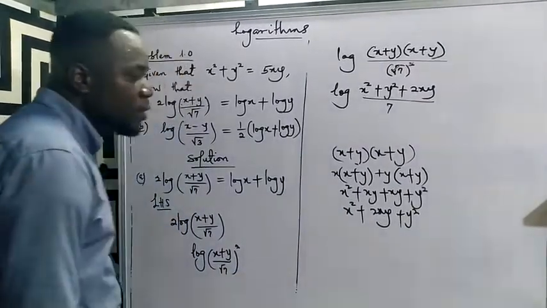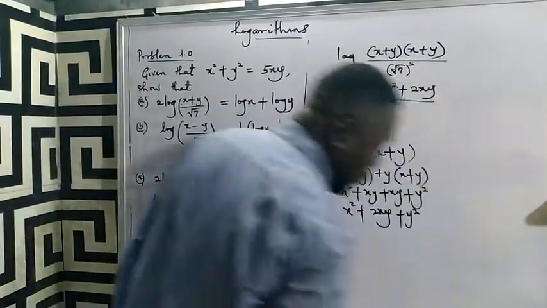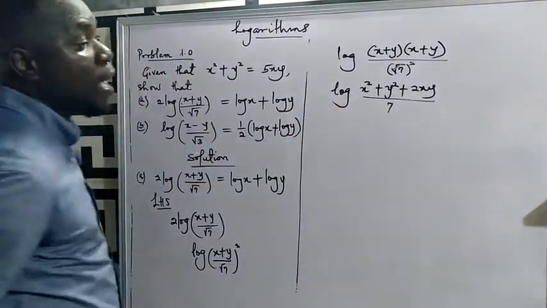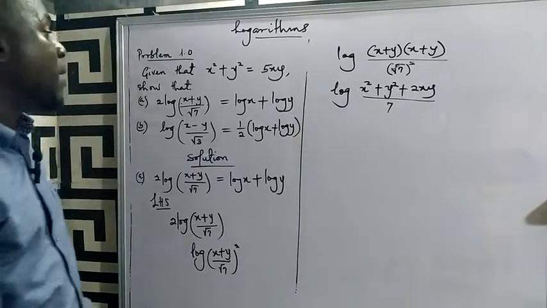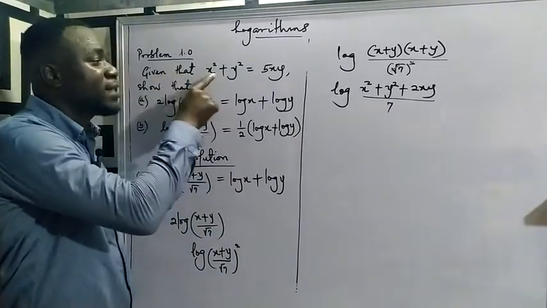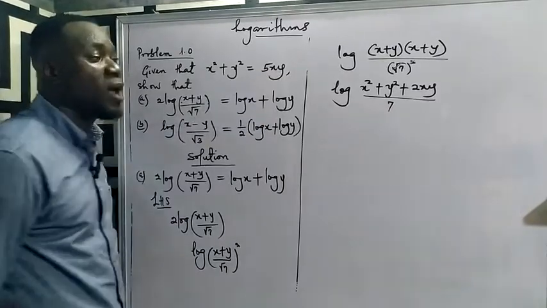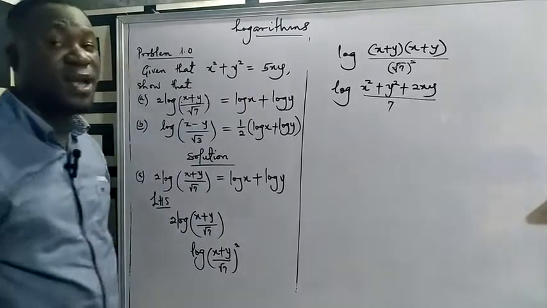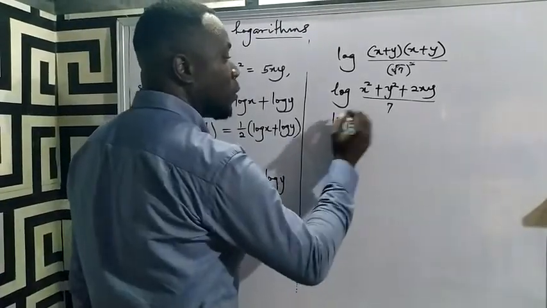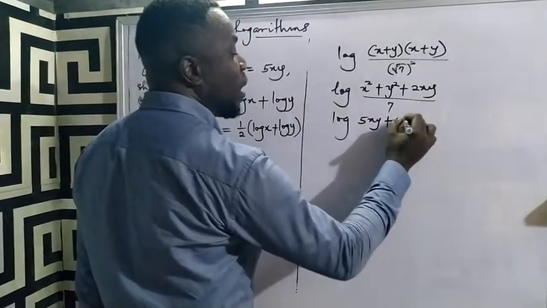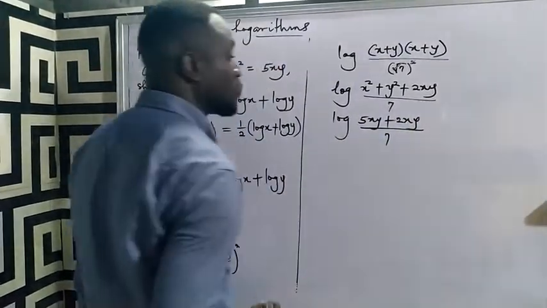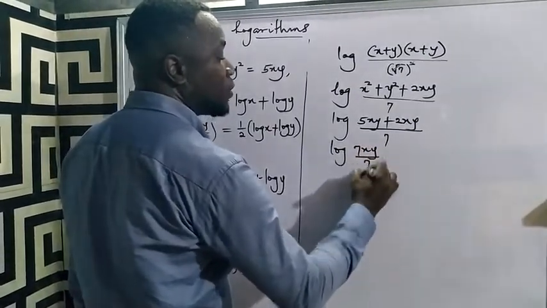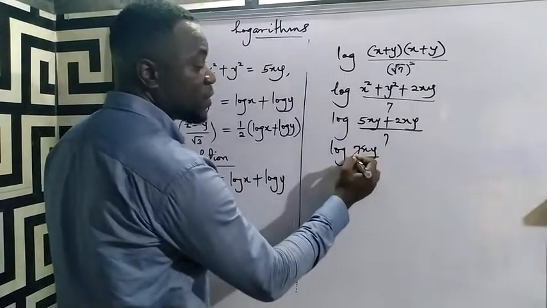Good. Now, let's clean this off to get more space. Having gotten to this step, remember that the condition says that, given that x squared plus y squared equals 5xy. I already have x squared plus y squared here, and x squared plus y squared equals 5xy. So I can rewrite this as log of (5xy plus 2xy) over 7. Are you there, class? So we have log 7xy over 7. So obviously, 7 removes 7. So what do you have?